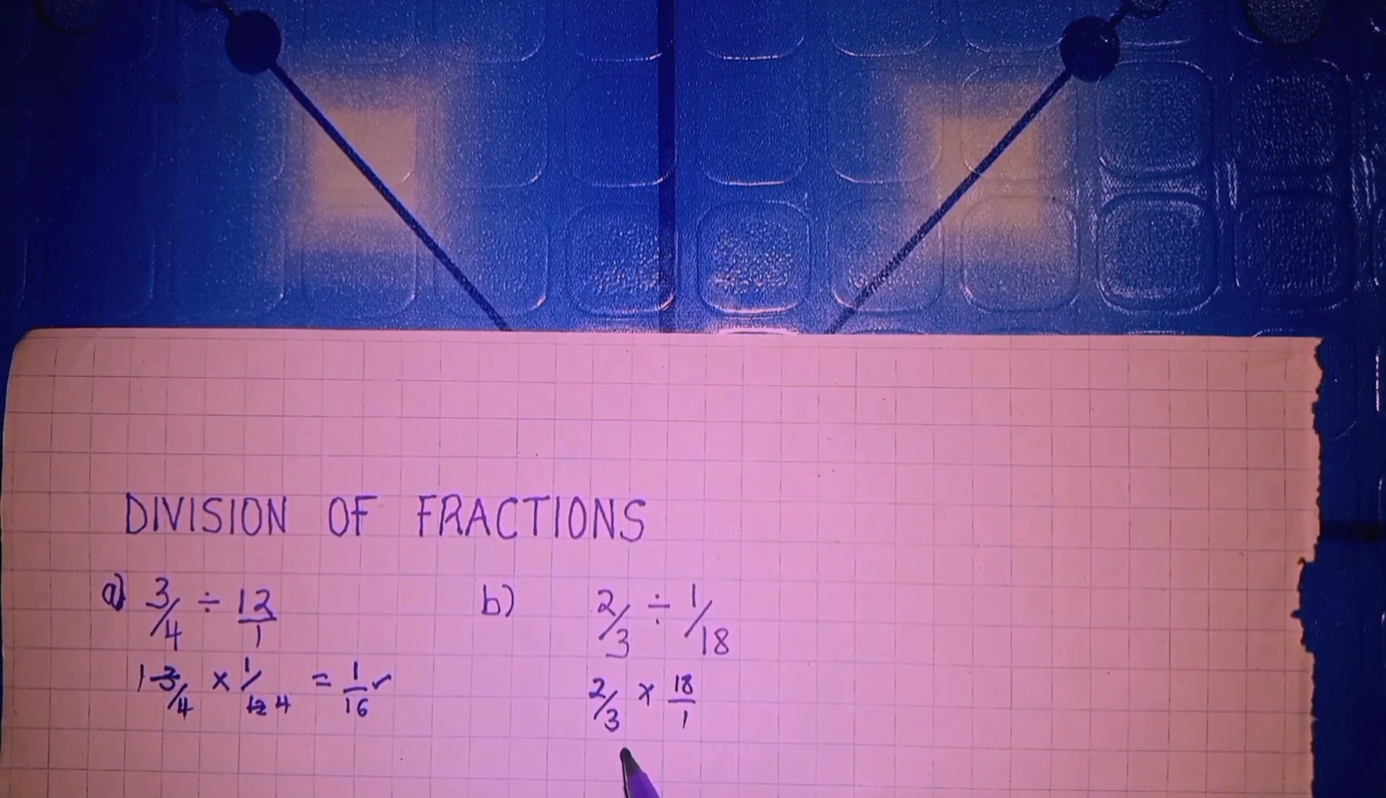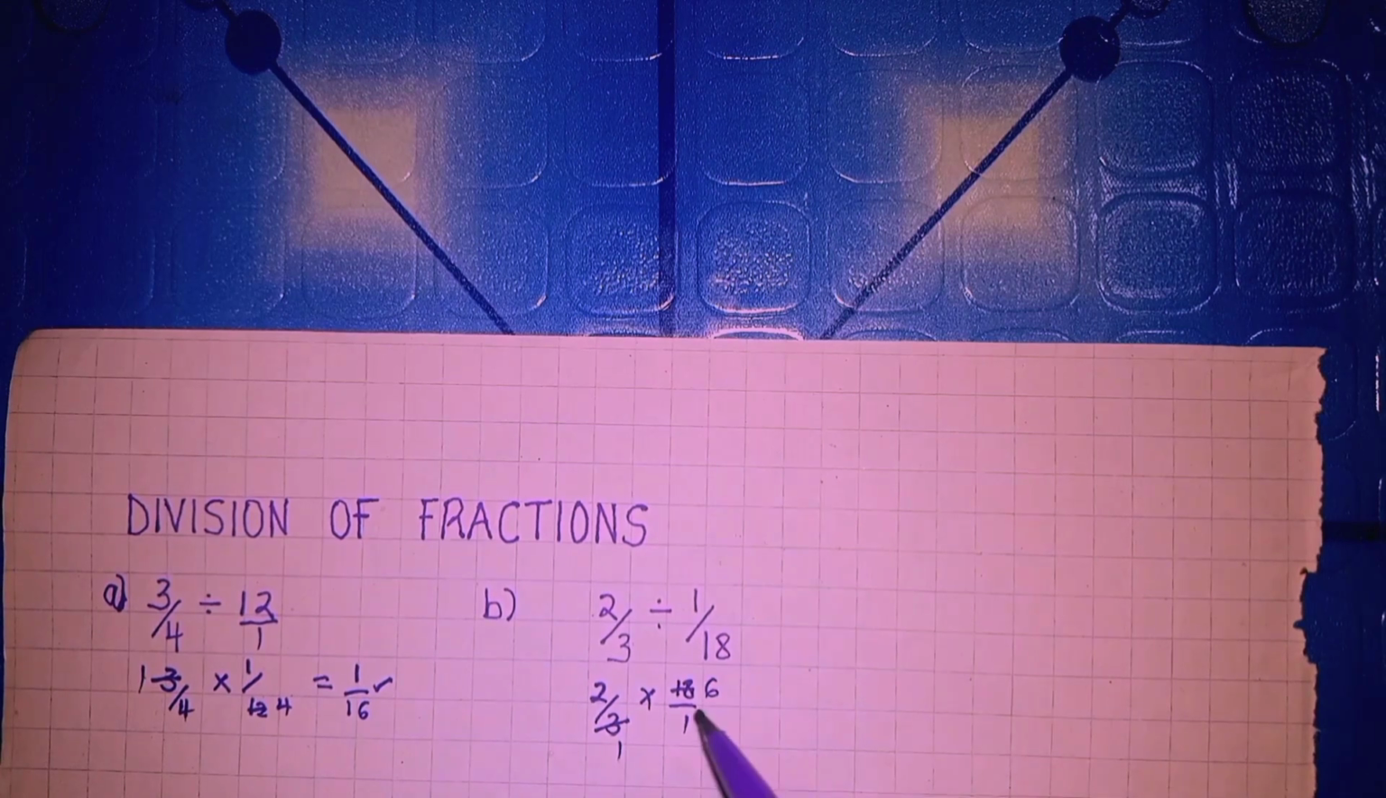So check if there is any number that you can cancel. 3 and 18 you can cancel, dividing by 3: by 3 it's 1, by 3 it's 6. 2 times 6 is 12. 1 times 1 is 1. 12 over 1 is the same as 12.